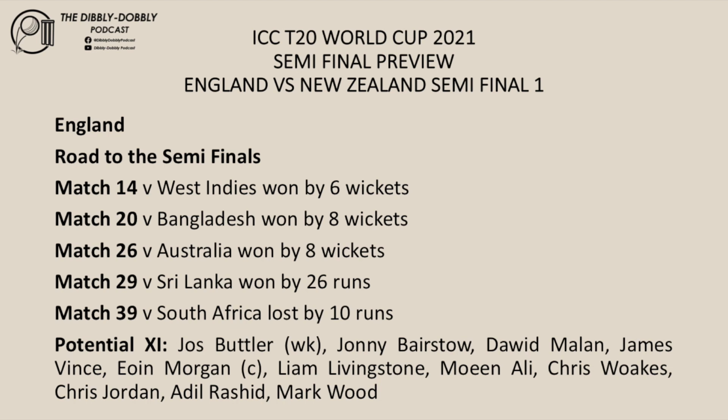Vince will probably bat down the order, and most likely Bairstow will open with Jos Buttler at the top of the order for England. England don't need to make any other changes apart from that forced change due to Jason Roy's injury. That could be England's potential 11 for this semi-final against New Zealand.